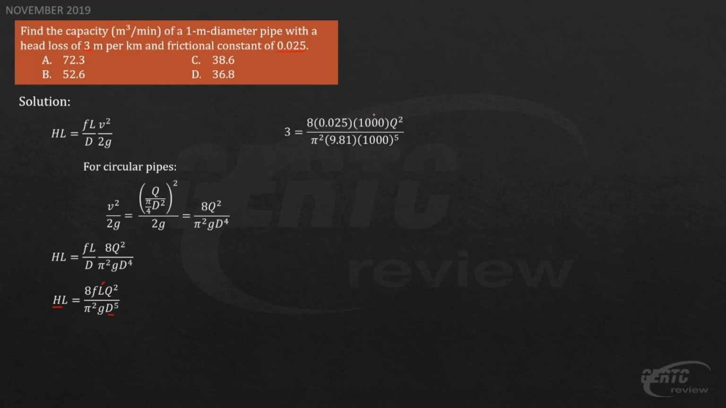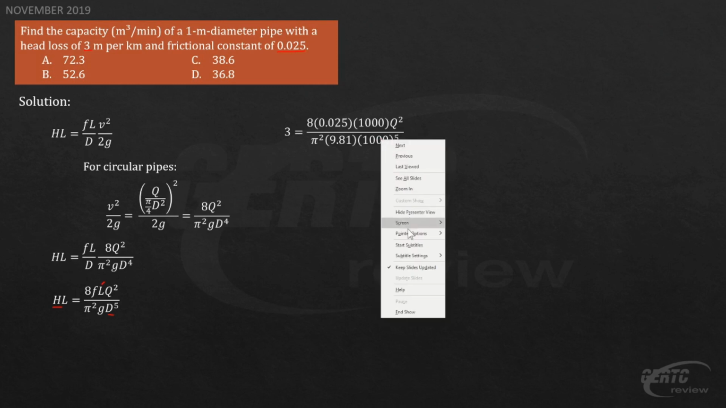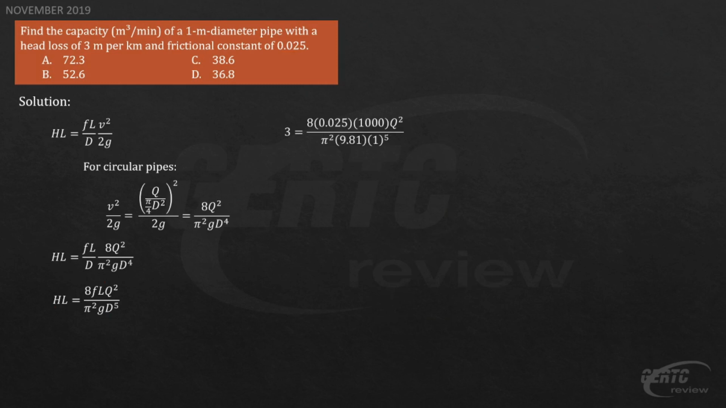The length is 1 kilometer or 1,000 meters. Diameter is 1. Wait, alright, so that's correct. Your diameter must be in meters, length in meters, Q in cubic meters per second, and head loss in meters.